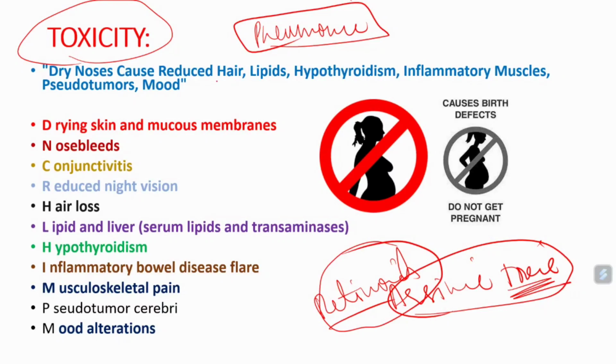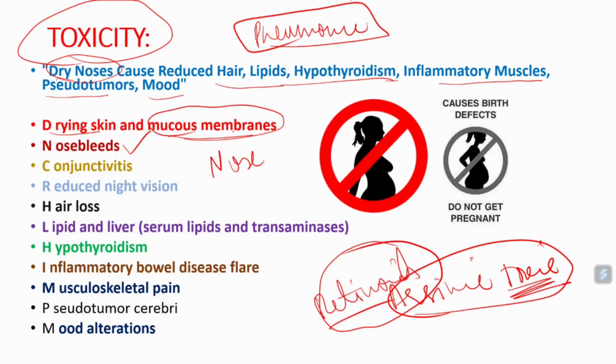See, dry nose causes reduced hair, lipids, and hypothyroidism. Dry nose causes reduced hair, lipids, hypothyroidism, inflammatory muscles, pseudotumors, and mood disorder. Dry nose will cause all this. Okay, so with this mnemonic, remember, it causes drying of skin and mucous membranes: dry skin, dry mouth, xerostomia, and with that it causes nasal bleed. Okay, the nose will bleed. If the mucous membranes in the nasal cavity are dried up, it will cause bleeding. So it will cause nosebleed.